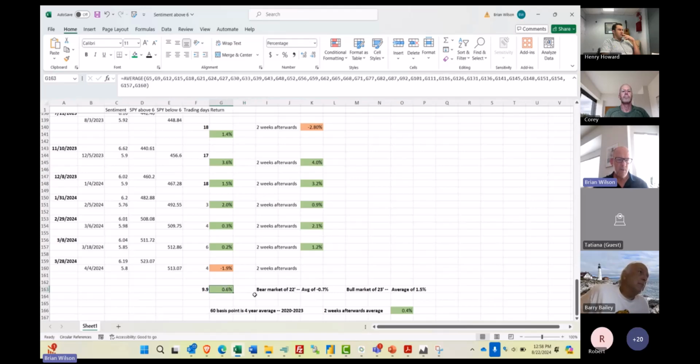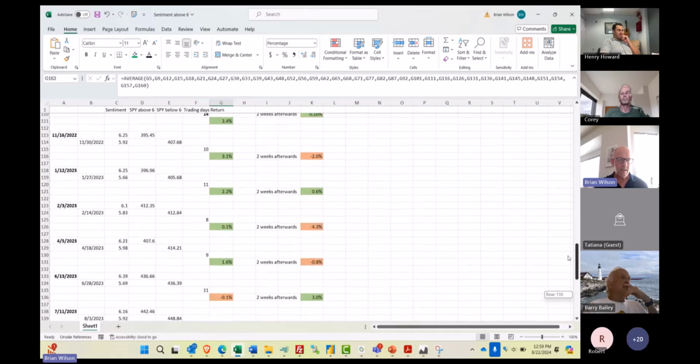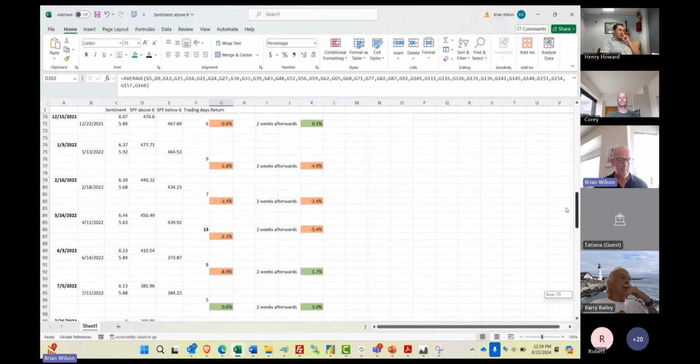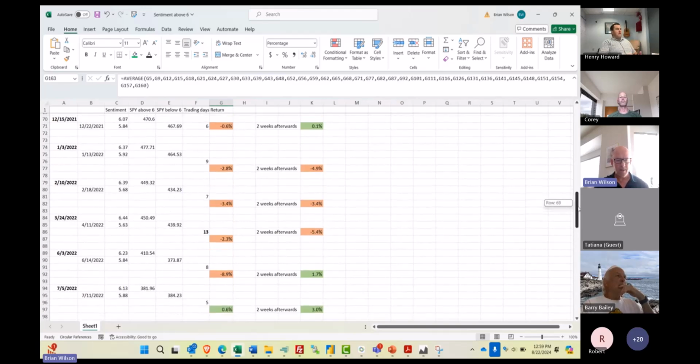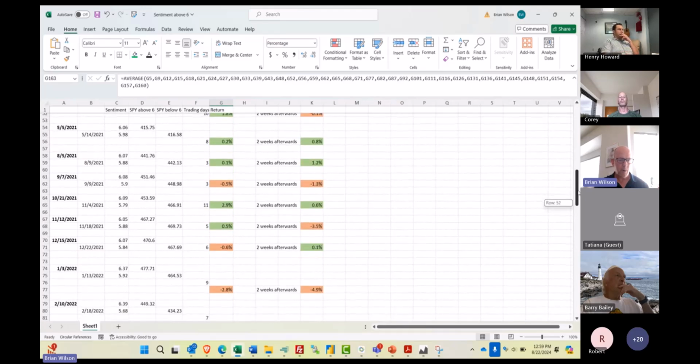Here's the bottom line. If you look at a period that is a little over four years in duration, what happens when the market is above 6? Returns of 60 basis points. Now that includes bear markets and bull markets, including the bear market of 2022. If you look at what was happening during 2022, that's where most of the red is. If you're in a bear market and you're above 6, it's just a volatile market. It's going to be difficult to post gains.